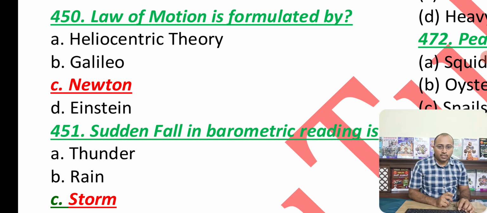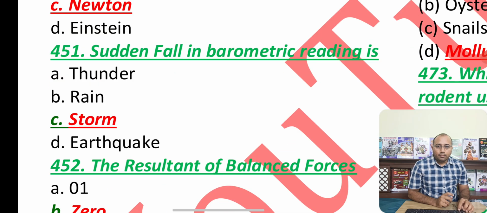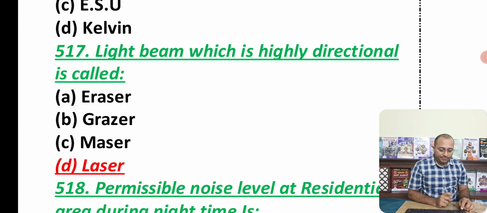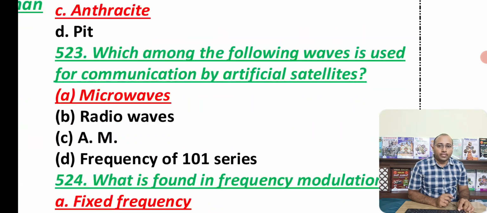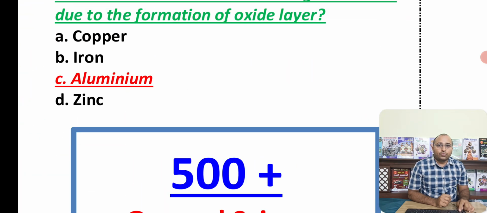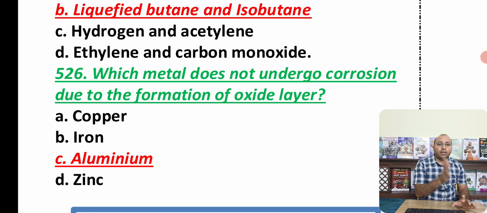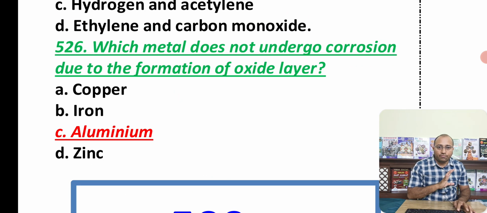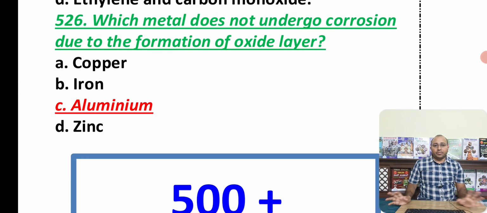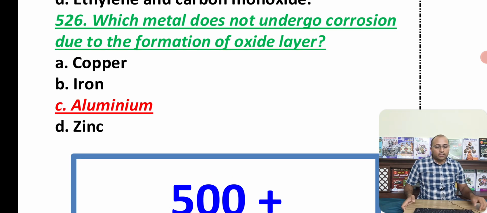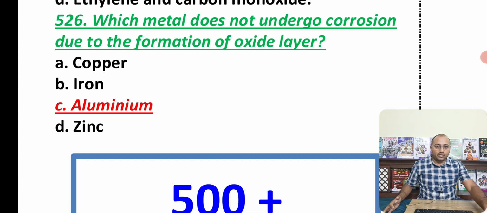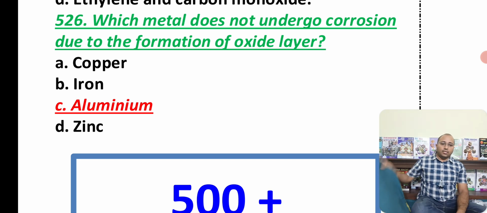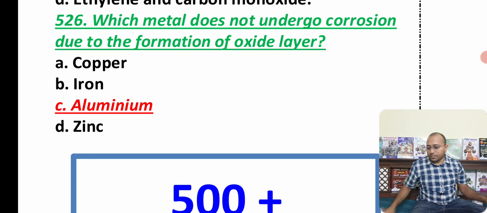I'll be discussing in the 10th part, that is from 451 to 526. So next part, the final part, with this, maximum questions, 500 plus general science will get finished. So 526 will be the last one. All these 10 parts will be very useful for your examination. So better have the whole playlist, whatever has been uploaded, you can just directly go through this.